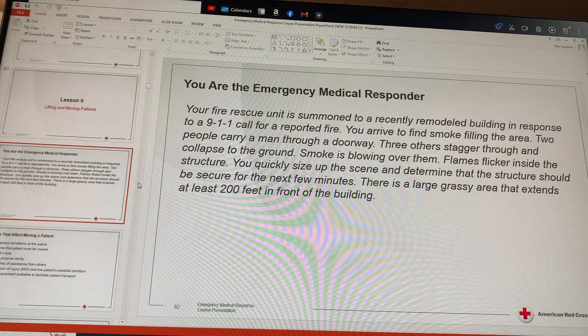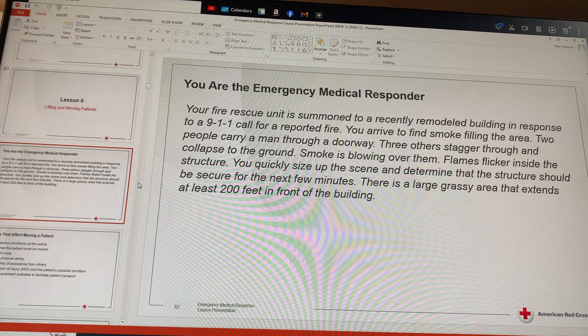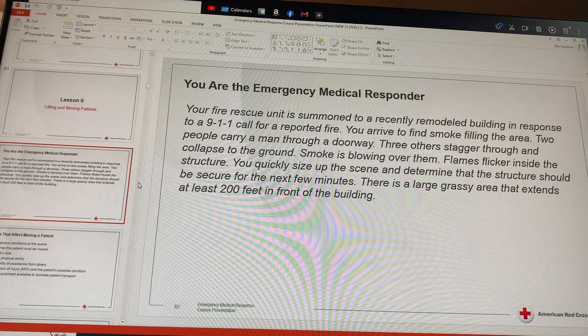2 people carry a man through a doorway. 3 others stagger through and collapse to the ground. Smoke is blowing over them. Flames flicker inside the structure. You quickly size up the scene and determine that the structure should be secure for the next few minutes. There is a large grassy area that extends at least 200 feet in front of the building.